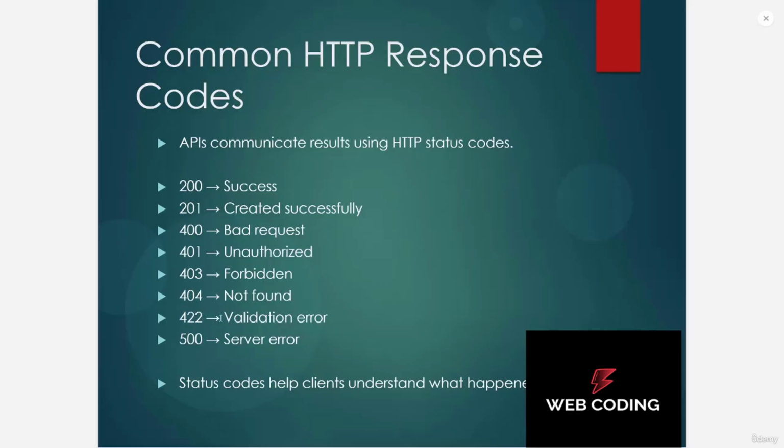We also have 422, which means validation error. So if we set certain validations when inserting new posts, for example, and the user violated those rules, he forgot an input, or he inserted the wrong type of data, whether inside the application or Postman, then we're going to return something like this. We also have 500 in here, which means server error, if something happens to the server. All right, so the status codes help clients understand what happened.